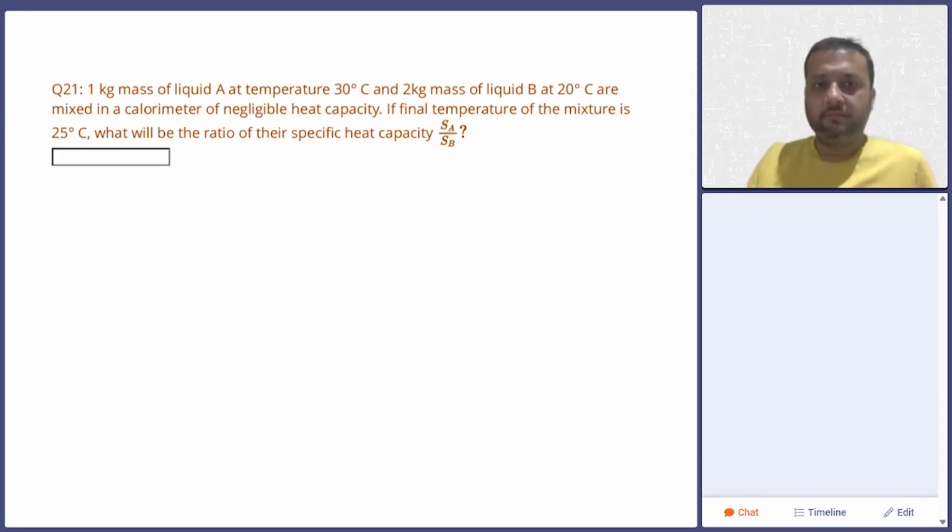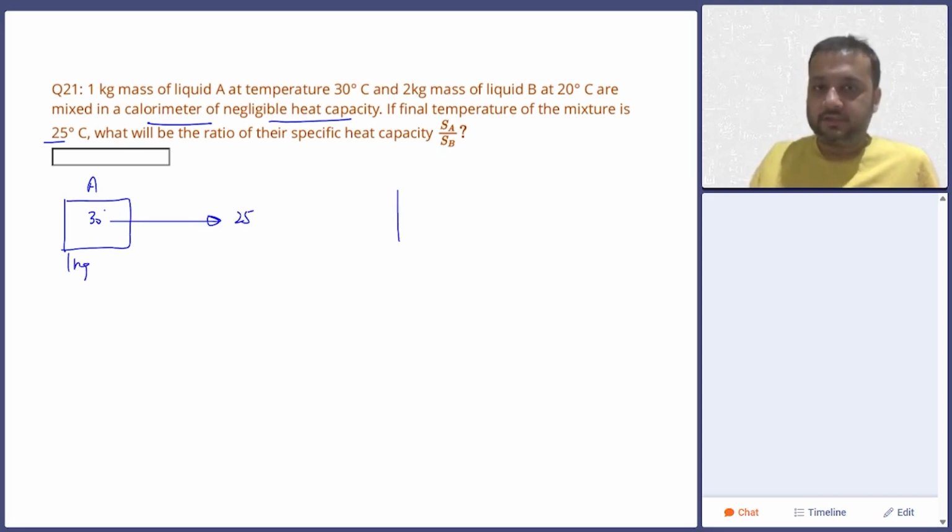1 kg mass of liquid A at a temperature of 30 degrees Celsius and 2 kg mass of liquid B at 20 degrees Celsius are mixed in a calorimeter of negligible heat capacity. The final temperature of the mixture is 25. What will be the ratio of SA and SB? So we have 1 kg mass of liquid A whose temperature is 30, and this goes to 25 after mixing. And B is at an initial temperature of 20, and this rises to 25.